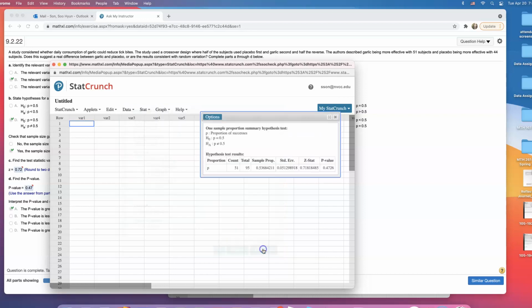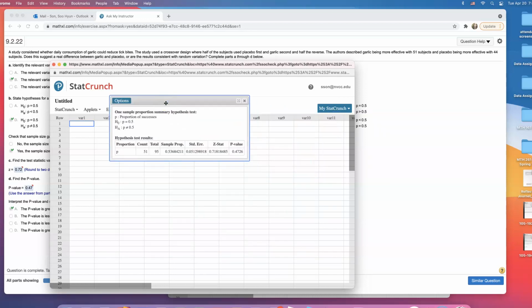Okay, and that's all I did. After that, it just gave us the z-stat and the p-value.